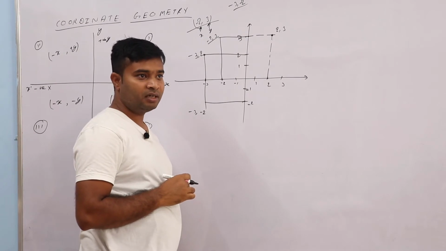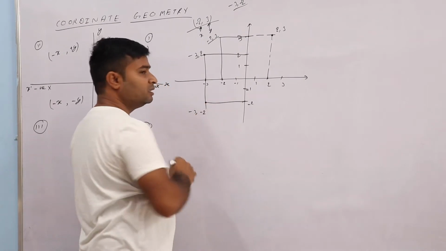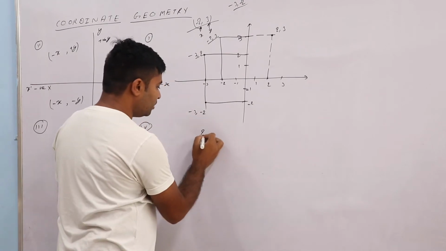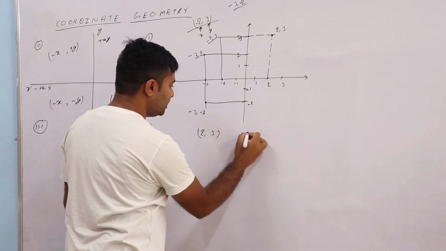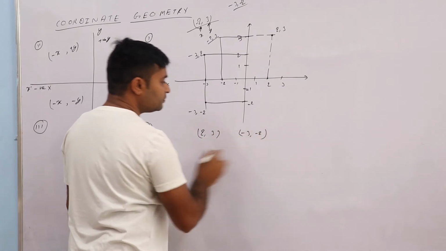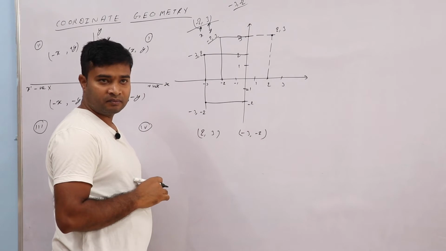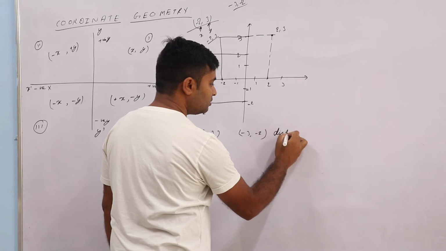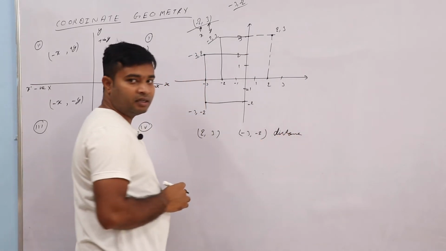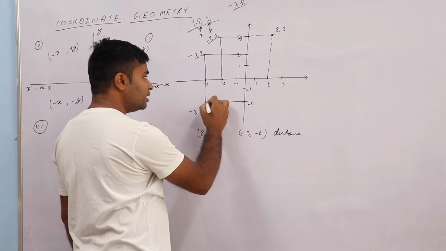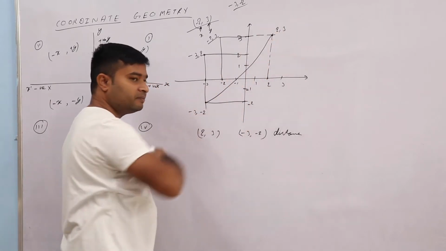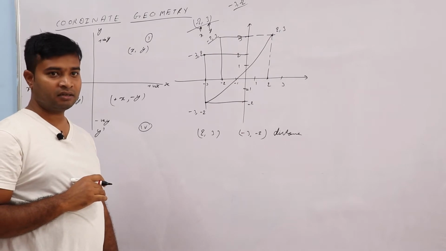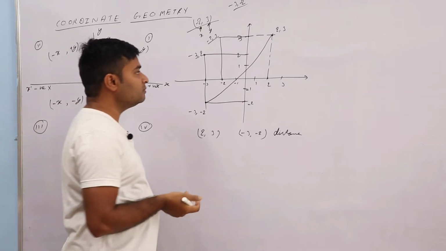Yes, sir. One point is here 2 comma 3, and one point is here minus 3 comma minus 2. These 2 points are given, and I am saying to find the distance between them. Find the distance means how much is the distance from here to here. Getting how much is the distance between here to here. Getting?